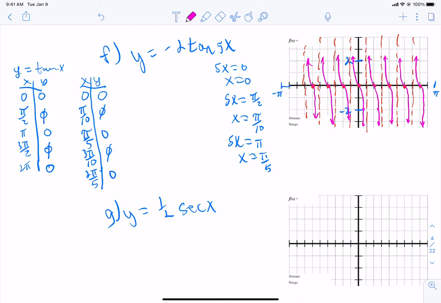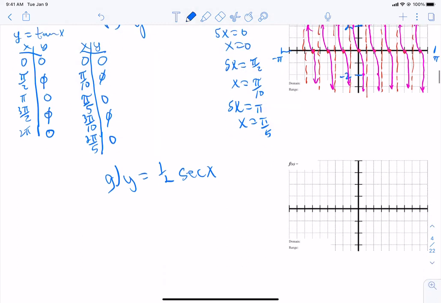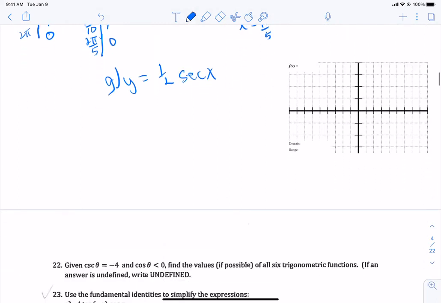Let's do a secant. Now remember, tangent has asymptotes where the cosine is 0. Cotangent has asymptotes where the sine is 0. Secant is the reciprocal of the cosine, so it's going to be related to cosine, and cosecant's related to sine, so it's going to have asymptotes where the sine is 0.